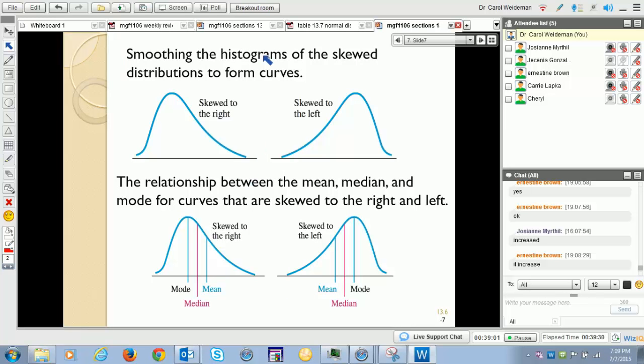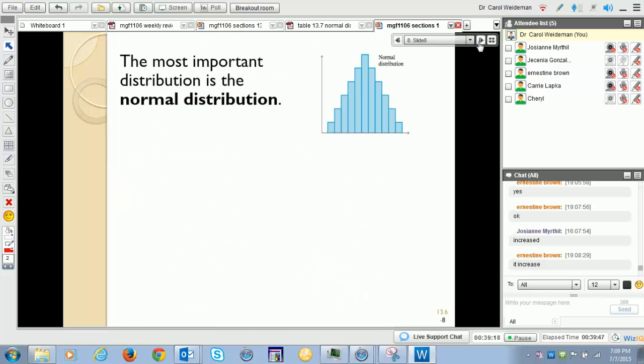The interesting thing about a skew is it pulls the mean towards the skew. So if you have a skew to the right here, it's going to pull that mean above the median. If you have a skew to the left, it's going to pull the mean lower. Okay, that's what skewness does. It pulls the mean.